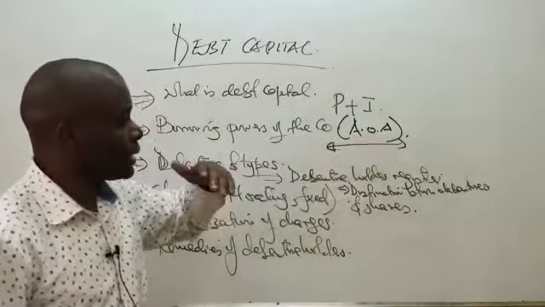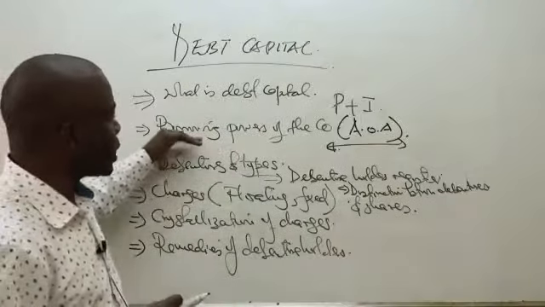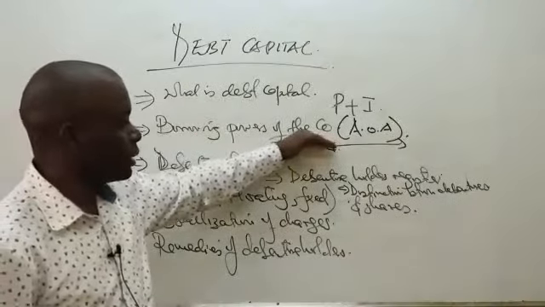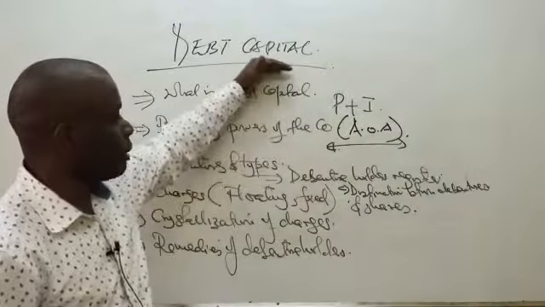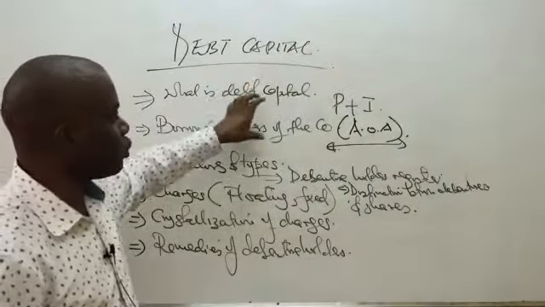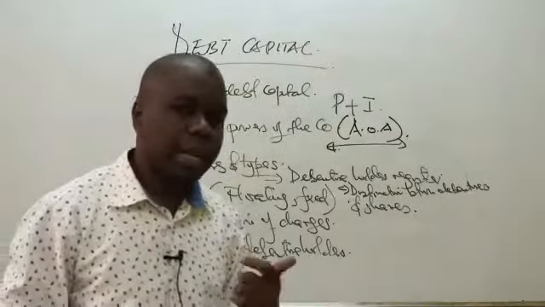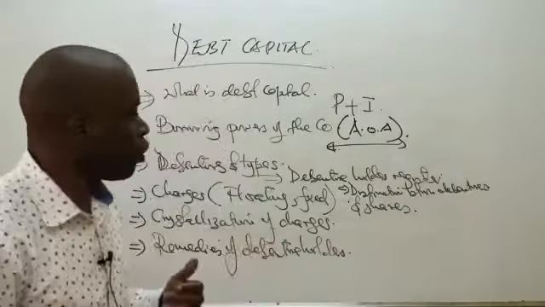In that articles of association, there will be a paragraph or a clause that indicates what the borrowing powers of the company are. Because under debt capital, the company is going to borrow money, but the borrowing will be stated in the articles of association. So the borrowing powers of the company are usually outlined in the articles of association of the company.